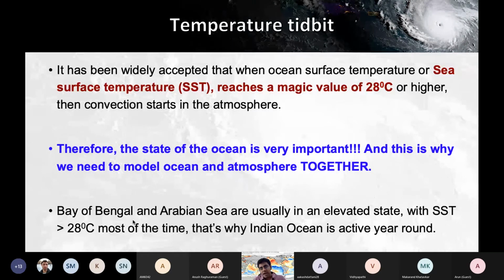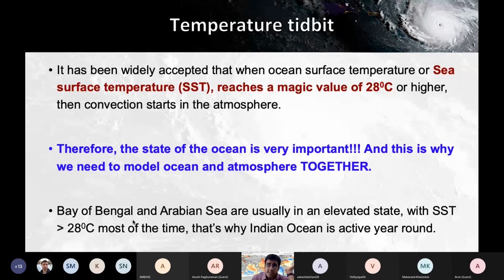See, Arabian Sea was not at an elevated state if you see the last decade or so. Arabian Sea was usually at a very low temperature. But over the years, Arabian Sea has warmed up. So Bay of Bengal is always known to be a very ferocious basin. The Arabian Sea was not so ferocious. But over the years, Arabian Sea has also warmed up. And most of the time, you see temperatures which are greater than 28 degrees Celsius in Bay of Bengal and Arabian Sea. And that is why our Indian Ocean is always active.